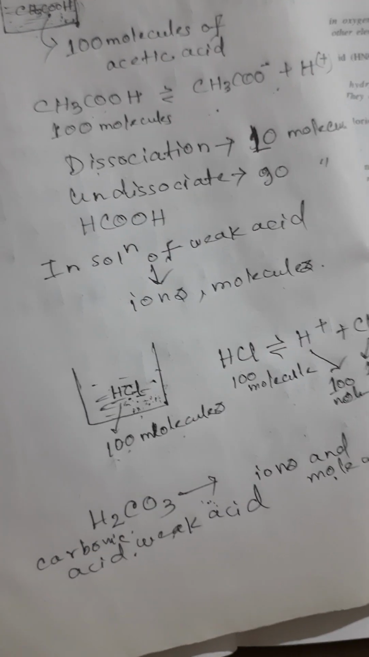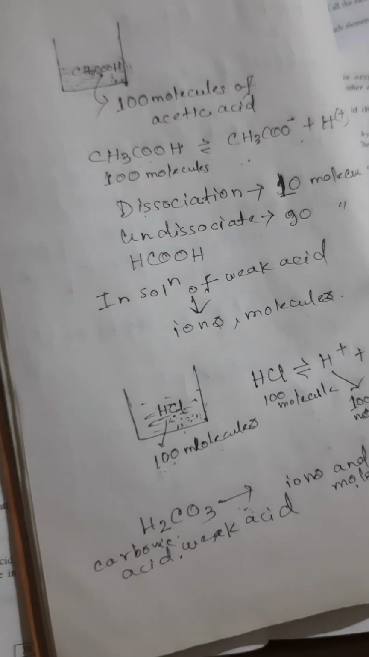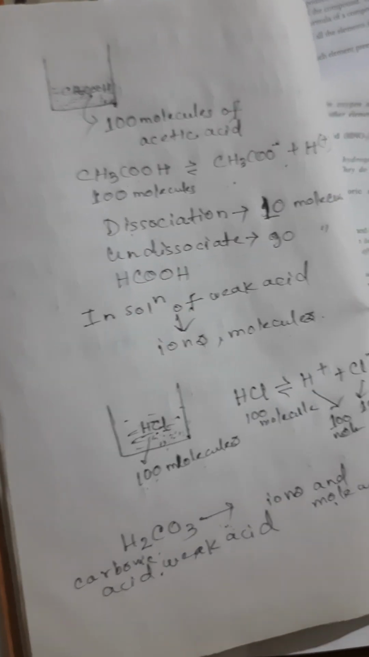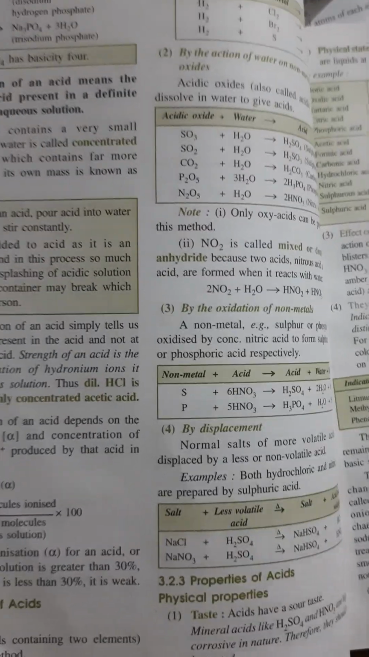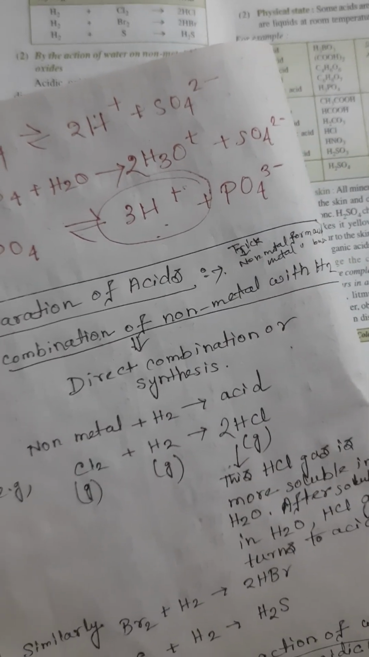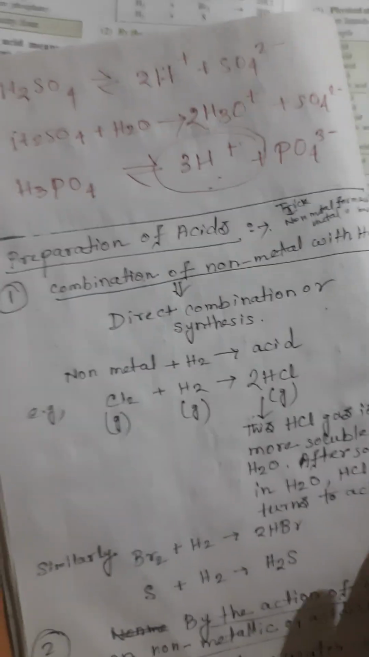Okay, now we'll move to the next topic, that is the preparation of acids. How will we prepare the acids? Open to page number 40 in your book. The first process of the preparation of acids is direct combination, or synthesis.